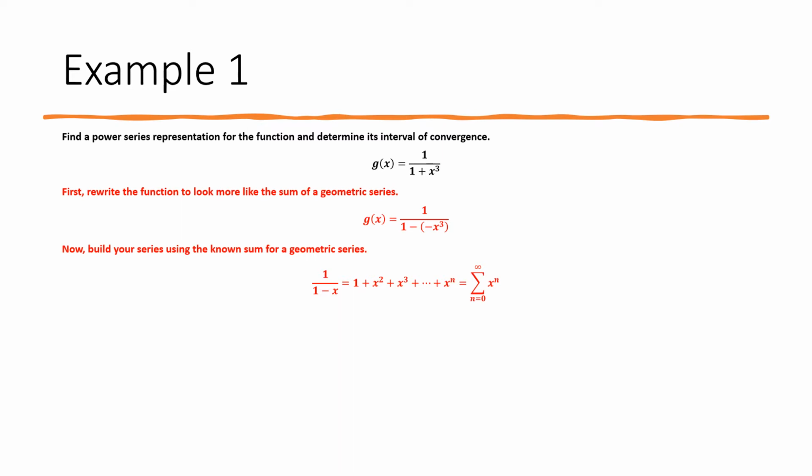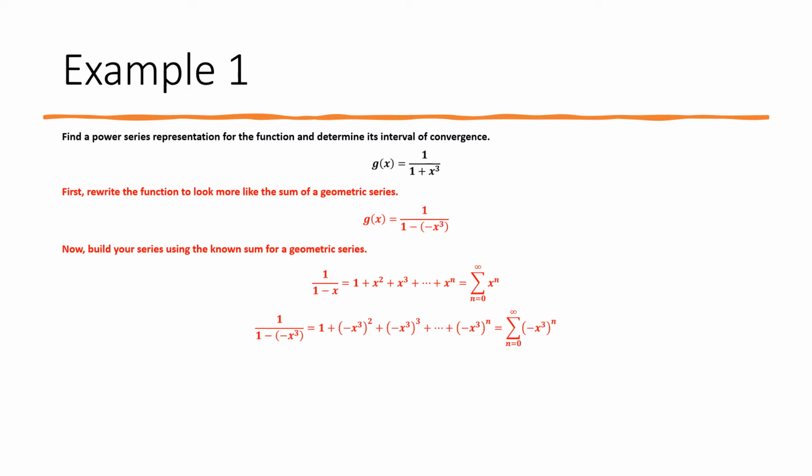I'm going to start by changing the x to be negative x cubed. So instead of 1 over 1 minus x, I'm going to write 1 over 1 minus negative x cubed. In other words, everywhere I see an x in my series, I'm going to replace it with negative x cubed. So I'm going to end up with 1 plus negative x cubed squared plus negative x cubed cubed, and so on, all the way till I get the sum from n equals 0 to infinity of negative x cubed to the n.